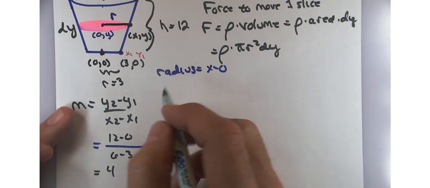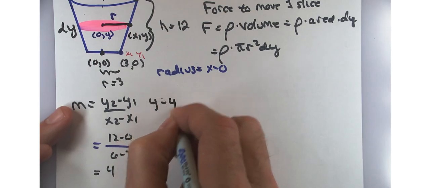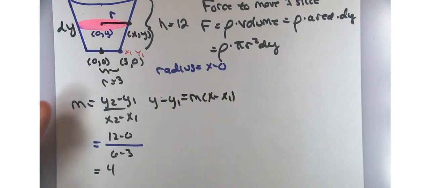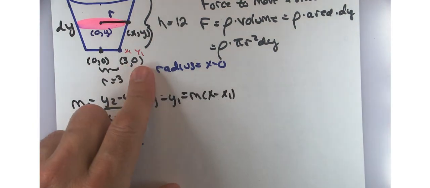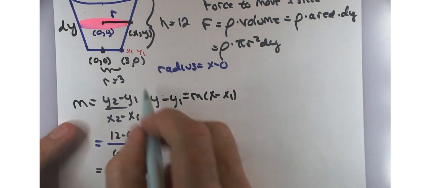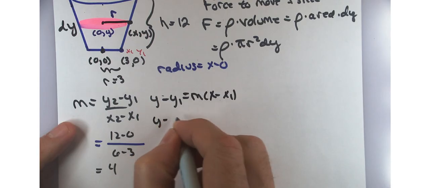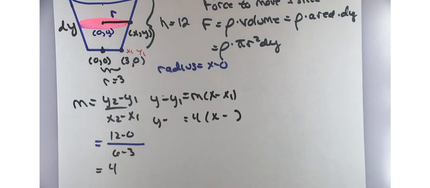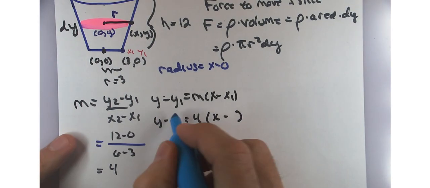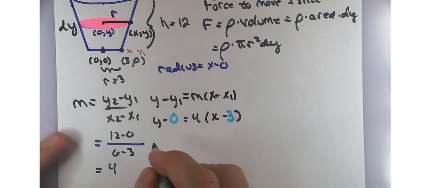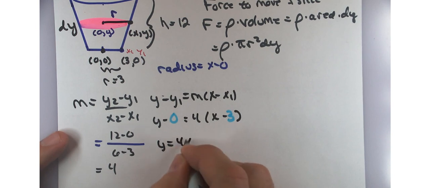One easy way is to use this formula, y minus y1 equals m times x minus x1. And since I've got a very friendly point in terms of x1 and y1, I'll use that. That's going to be y minus 0 equals 4 times x minus 3. So we'll put in those 2 points, 0 and 3. And it looks like the equation of my line is y equals 4x minus 12.